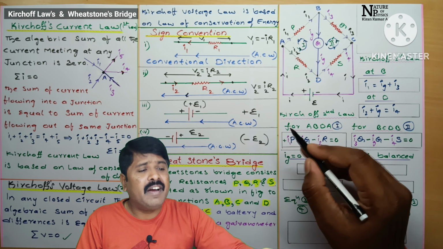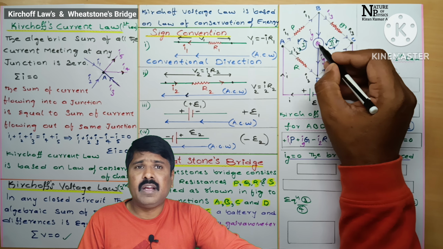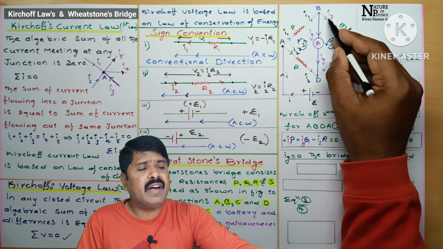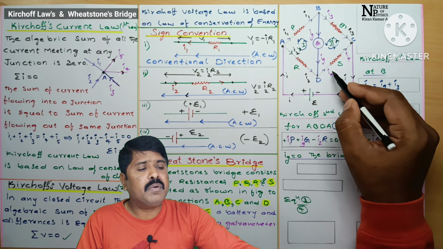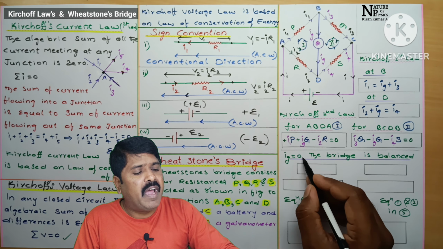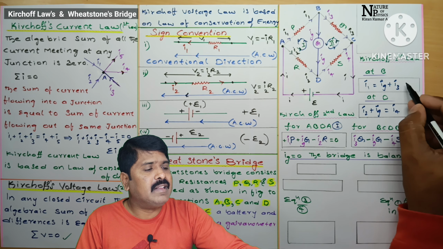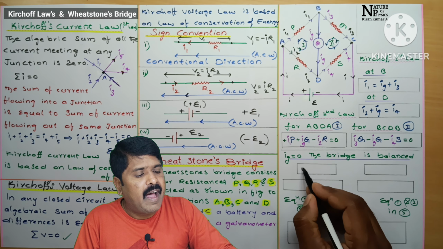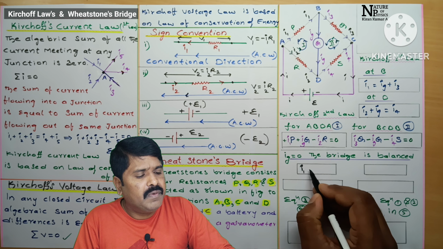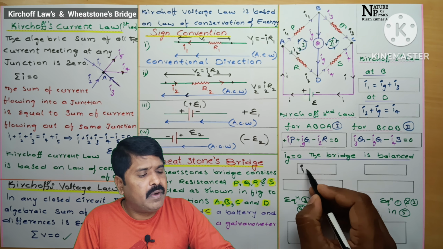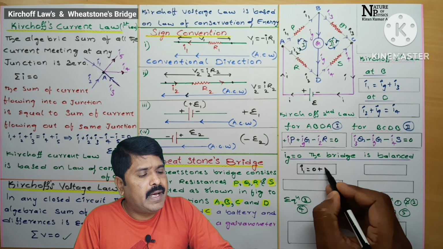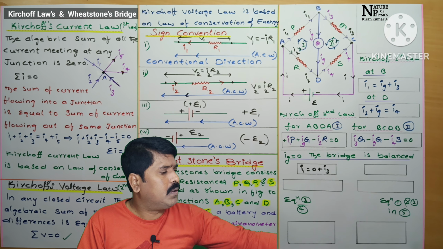In the balancing condition, no current is flowing through the galvanometer, that's why I1 current is equal to I3 and I2 current is equal to I4. So IG is equal to 0 is replaced in this equation, so that I1 is equal to 0 plus I3, student, okay?